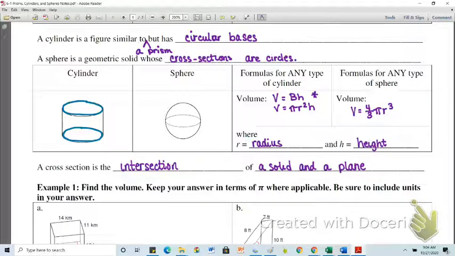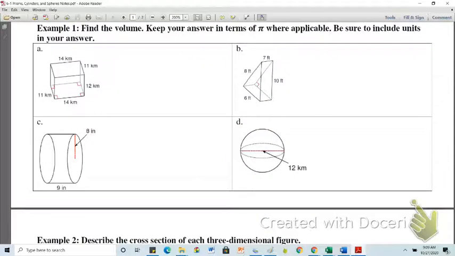So now let's take a look at some examples. When doing these volume problems, first let's look at the directions. It says find the volume. Keep your answer in terms of pi where applicable. That means if we are doing volume of a cylinder or volume of a sphere, I want you to leave it in terms of pi. I want you to treat pi like a variable. Be sure to include units in your answer.